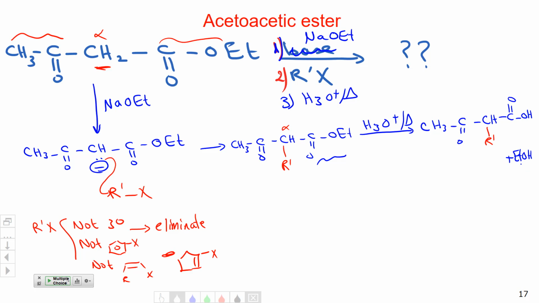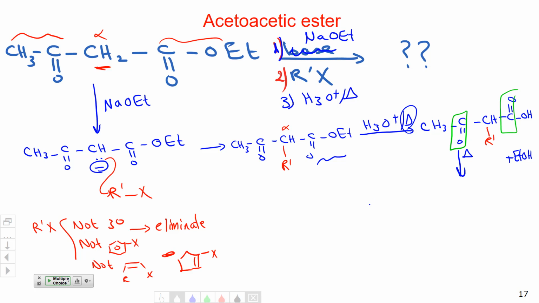In the case of malonic ester, we ended with 2 ethanol because we have 2 OETs from both sides. Now the heat itself, which is part of this step, is going to decarboxylate. If I have 2 carboxylic acids that are 1 carbon from each other, one of them will decarboxylate and leave as CO2. If I have a carbonyl and a carboxylic acid that are 1 carbon from each other, only the carboxylic acid is going to decarboxylate. It's going to leave as CO2.